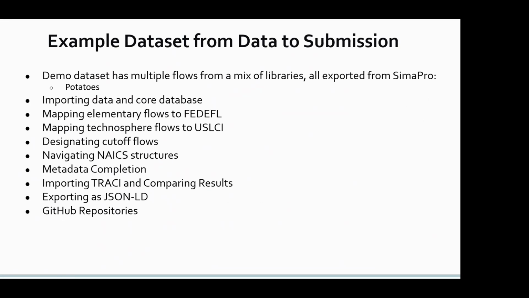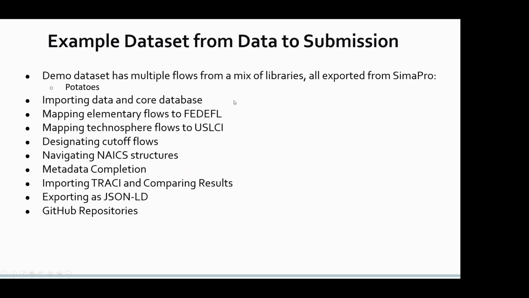So we've created a demonstration dataset for this presentation. So the example dataset is a potato cultivation. This dataset includes farming inputs, irrigation, and on-farm emissions. This dataset has been exported from SIGMA Pro and comes from another library, so data has been adapted and is not representative of realistic potato production.